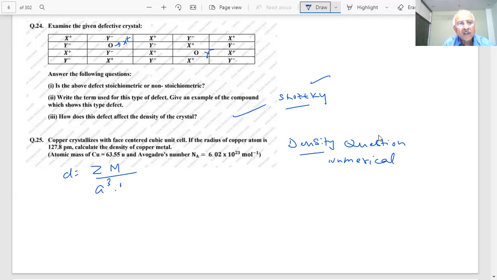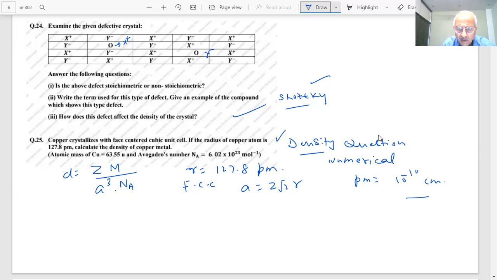Now here, why did we give picometer? The radius is given as 127.8 picometer. What is this, FCC? What is the relation for FCC? a is equal to 2 root 2 r. And what is a picometer? 10 to the power minus 10 centimeters. Because density will be given in gram per centimeter cube, you have to convert the units. Unit conversions were required in this case. Such questions are more important.